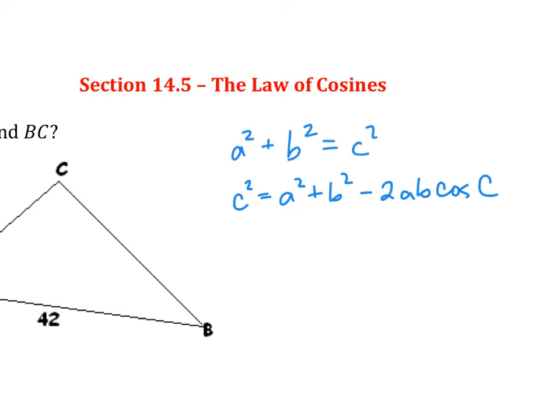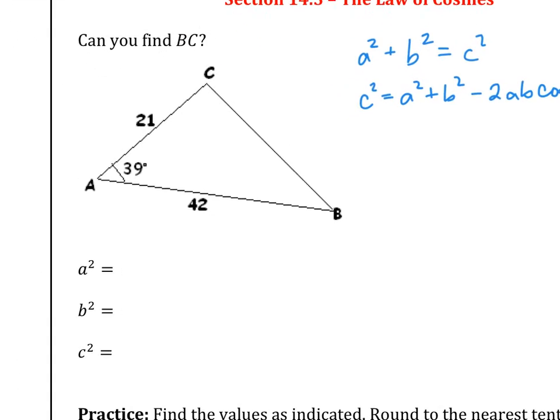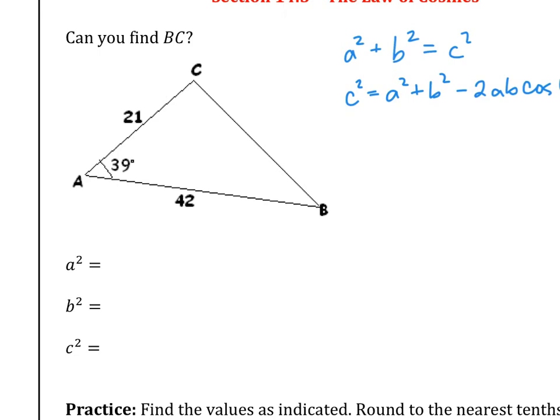So let's try to write it for all three possible ways. So we already did c squared. So c squared is a squared plus b squared minus 2ab. So again, a and b are these two that are on that same side. Cosine of angle C, and angle C is the letter on the other side.